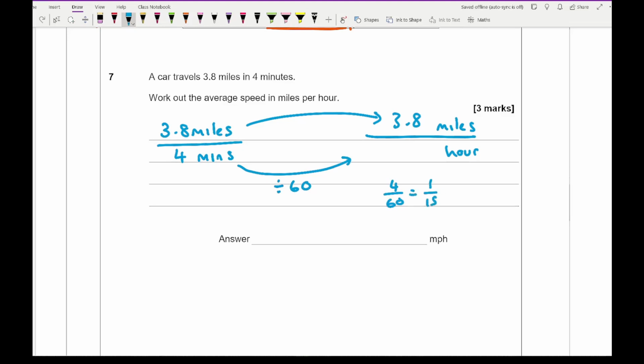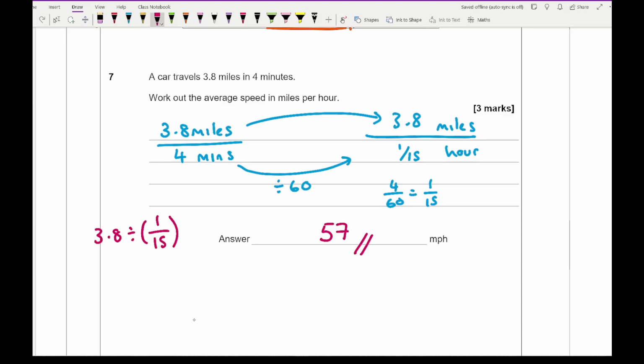is 1/15, so I'm going to leave it as a fraction, 1/15. So to get the answer, I need to do 3.8 divided by 1/15. And if I type that into my calculator, I'm going to get an answer of 57 miles per hour.